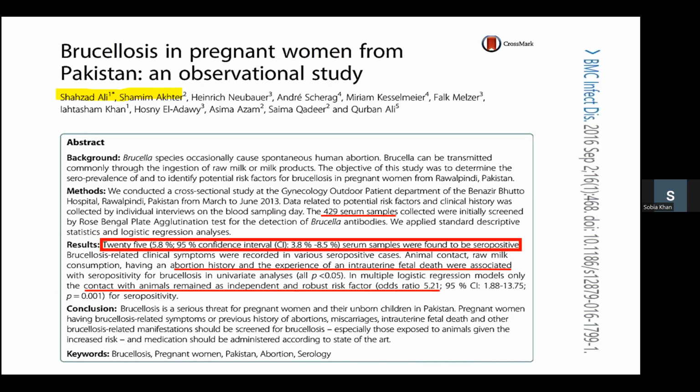Interestingly, all of these studies are from the same group of people and more or less from the same regions as well. So this was published in 2016 on pregnant women. Seroprevalence was seen, and 5.8% seroprevalence was found. It was significantly associated with abortion history and experience of an IUD. And in the multivariate analysis, contact with animals was a robust risk factor.